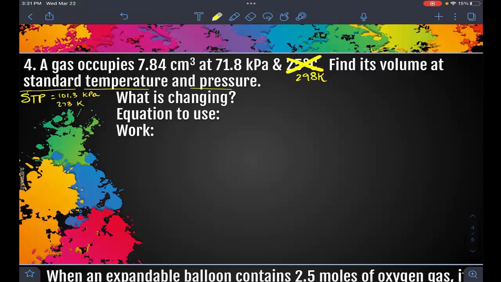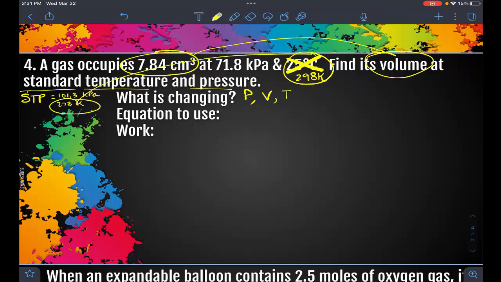So what is changing? Well, the pressure changed. Okay. Says it had a starting volume of 7.84, but it has an ending volume, so volume is changing. And temperature is changing as well. It started at 298 and it ended at 273. So all of these variables are changing. So in our PV over NT, the only one not changing is N. So P, V, and T are changing. So our equation will be P1, V1 over T1 equals P2, V2 over T2.